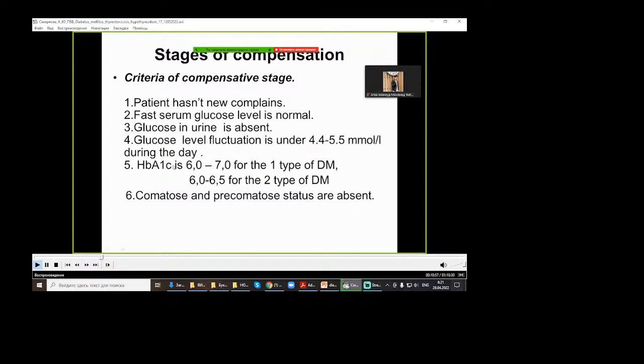parameter nowadays is glycated hemoglobin. So glycated hemoglobin is from 6.0 to 7.0 for the first type of diabetes mellitus, and the level of glycated hemoglobin from 6.0 to 6.5 for the second type of diabetes mellitus. And the last criteria of compensative stage: absence of acute complications of diabetes mellitus. Comatose and precomatose status must be absent. So these are criteria of compensative stage.